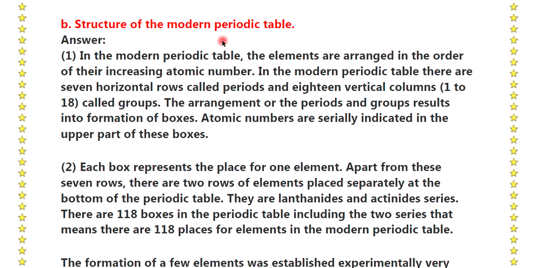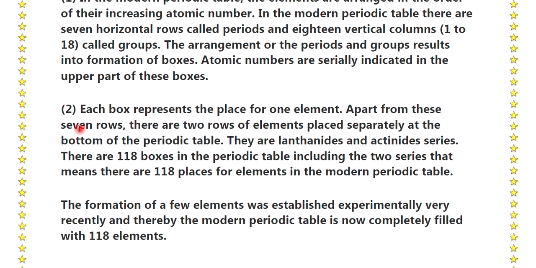B. Structure of the modern periodic table. Answer, first point. In the modern periodic table, the elements are arranged in order of their increasing atomic number. In the modern periodic table, there are 7 horizontal rows called periods and 18 vertical columns called groups. The arrangement of the periods and groups results in the formation of boxes. Atomic numbers are serially indicated in the upper part of the boxes. Second point, each box represents the place for one element.